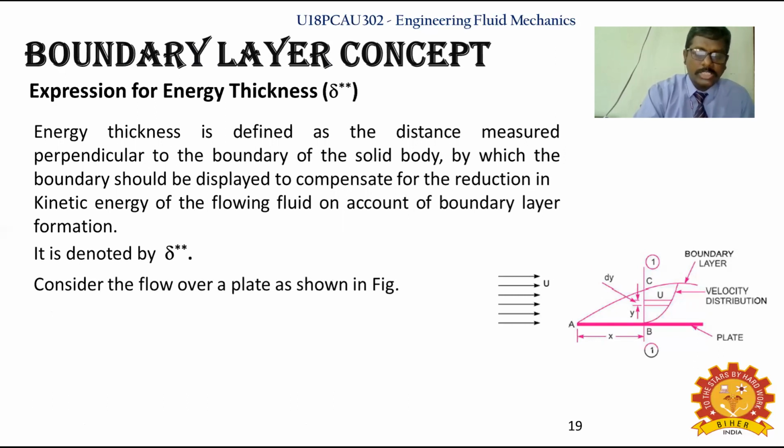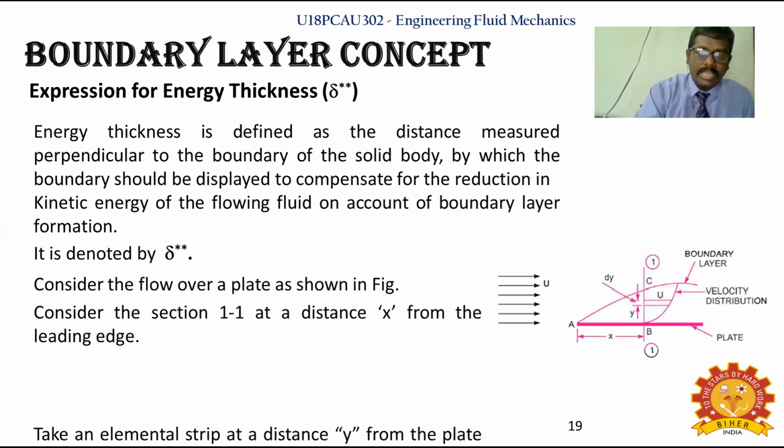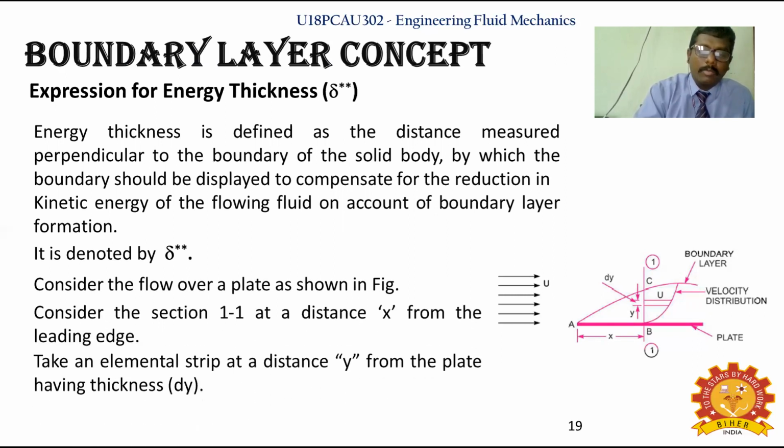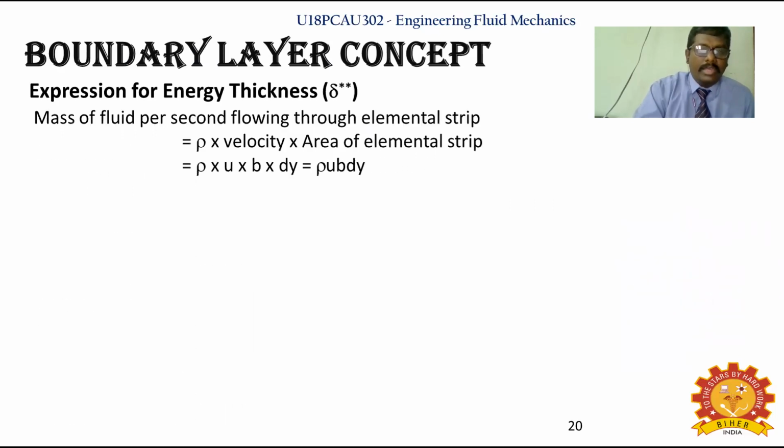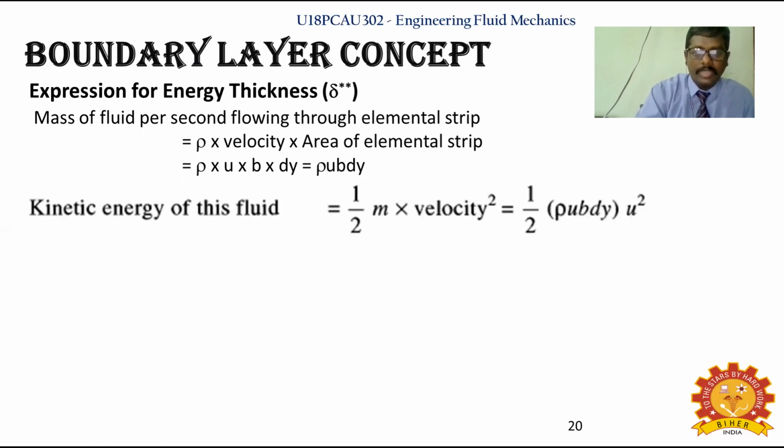Again we are considering, in the same way, the same flat plate and the same elemental strip at a distance y. We again consider the mass of fluid per second through the elemental strip. It is rho into velocity into area of the elemental strip as usual, rho u b dy, the same as in the previous two derivations.